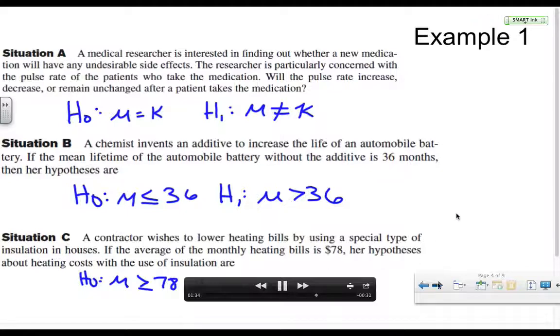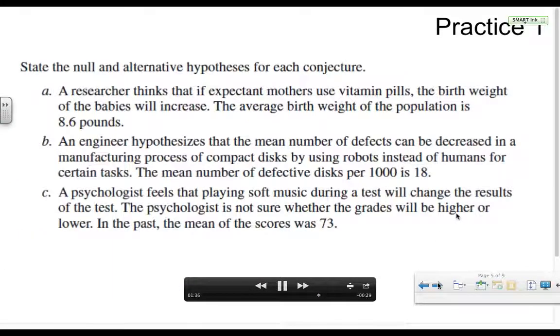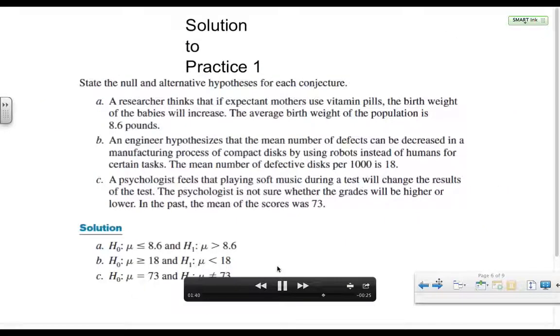Okay, so moving on to your practice. These are your practice problems. I want you to try these on your own, see if you can write hypotheses, and then we will go over the solutions. So go ahead and pause the video, do your practice. Okay, so here are our solutions.